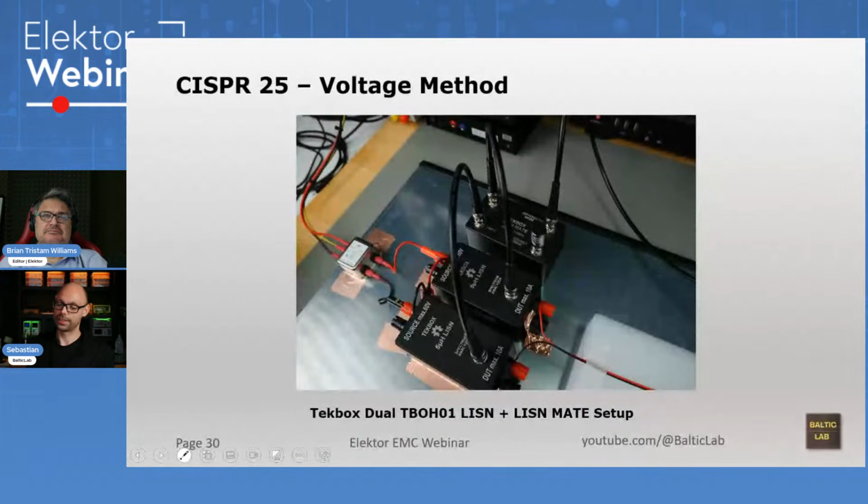I mentioned earlier that I prefer using two LISNs because it gives us some advantages. And the advantage is being able to separate the kind of noise we're dealing with. What I'm using here is a LISN Mate, which is also from the company TechBox that produces these LISNs. And both LISNs are now connected to the LISN Mate. And now I have two outputs, differential mode and common mode.